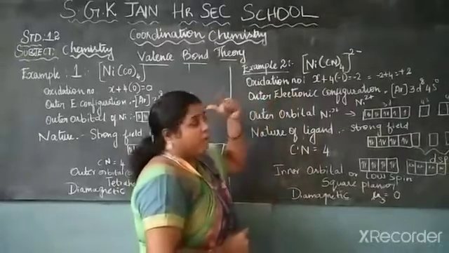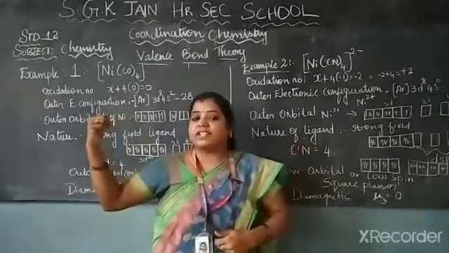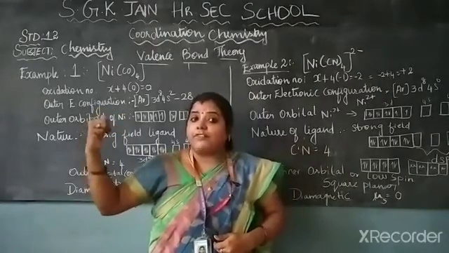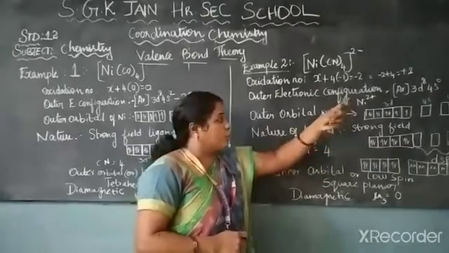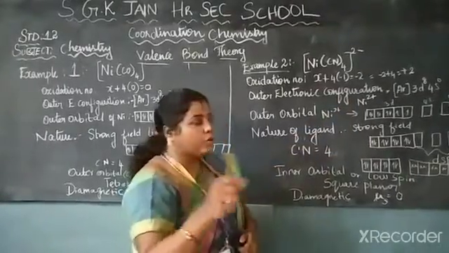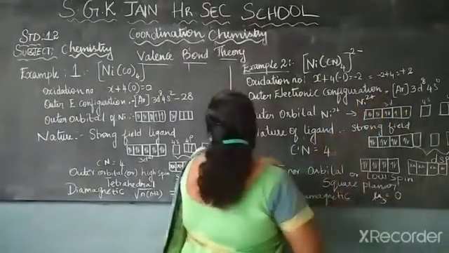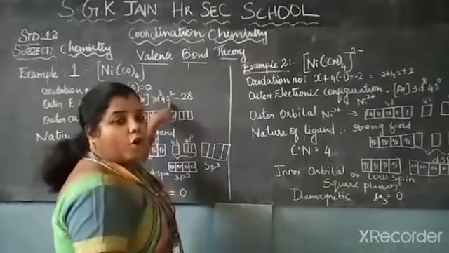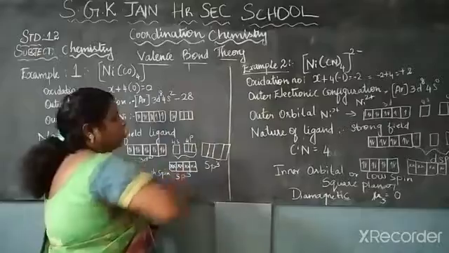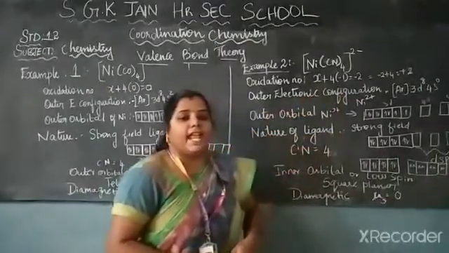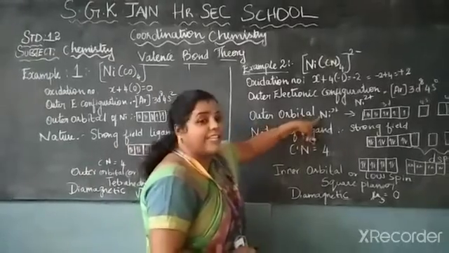Next, the outer electronic configuration of nickel. In the earlier case we discussed only the elemental form of nickel, but here it is in the ionic form, Ni2 plus. So 2 plus means we have removed 2 electrons. What is the configuration? It is 3d8 4s2, so we have to remove 2 electrons. After removing them, it is 3d8 4s0. Next you have to draw the outer orbitals for Ni2 plus.